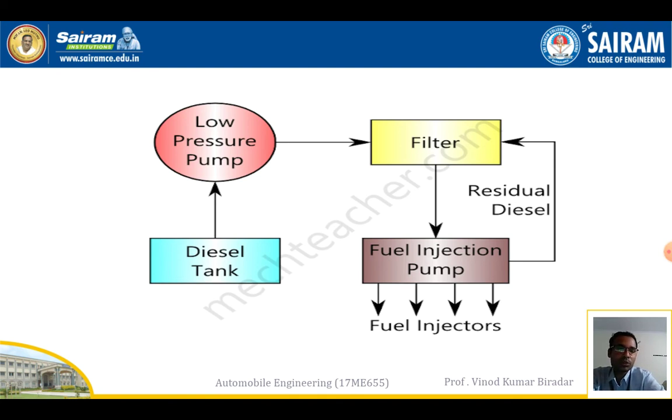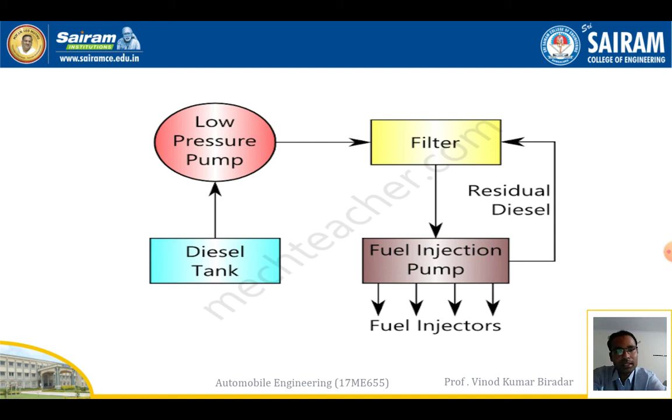Some vehicles use two filters, and some types of vehicles use only a single filter. Two means a primary filter and a secondary filter. As the name indicates, the filter will filter the fuel so that it does not contain any dust particles. If any dust particles or anything else get mixed into the fuel in the fuel tank, it will completely clean the fuel.